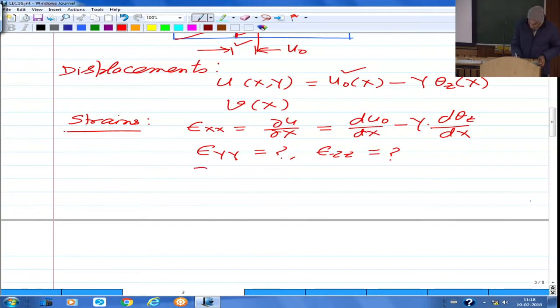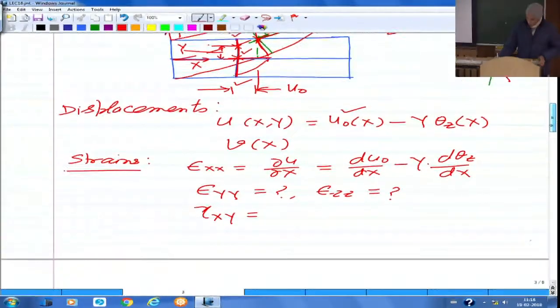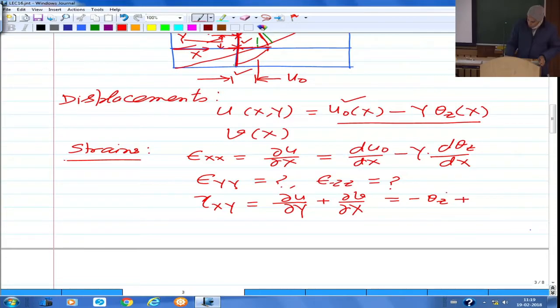And then if you look at gamma xy, gamma xy is a change in angle between two line elements initially parallel to x and y. So that angle has changed by this much amount from the 90 degrees. So the shear strain is going to be that. Based on the basic theory, you know that this is the rate of change of u with respect to y plus the rate of change of v with respect to x. And u is given by this expression. So the derivative of u with respect to y will give you minus theta z, and of course v is only a function of x, so I can write that as dv by dx.